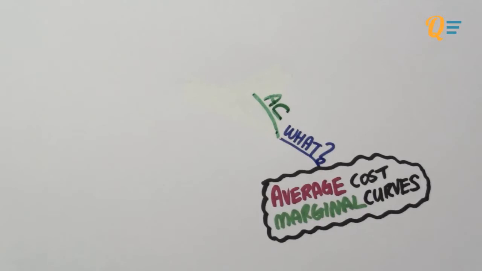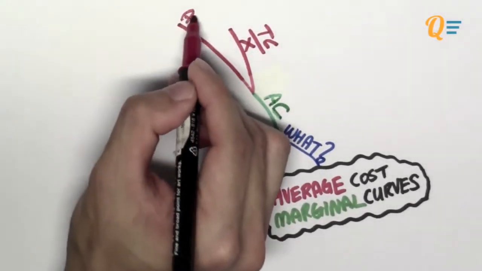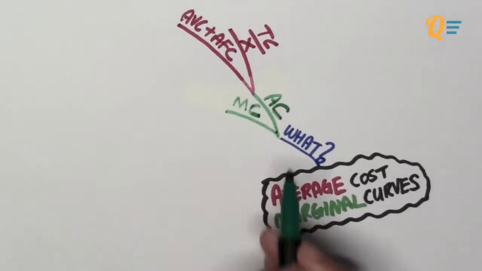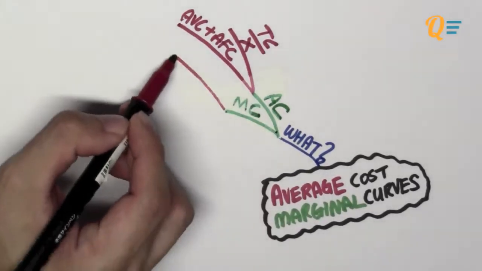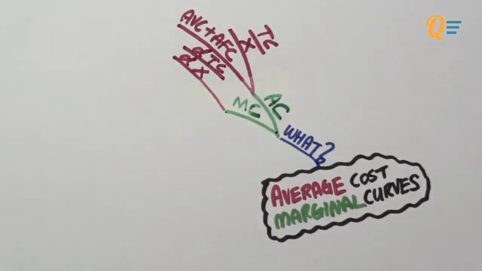Judging from its name, it's easy to see that the average cost is equal to the total cost divided by the total quantity of X produced. It is also equal to the average variable cost plus the average fixed cost. Now, the marginal cost tends to be a little bit more complicated, but it's actually pretty easy. It is the change in the total cost divided by the change in the quantity of X produced.